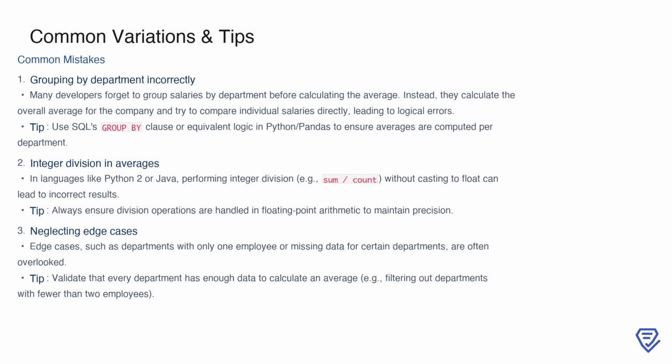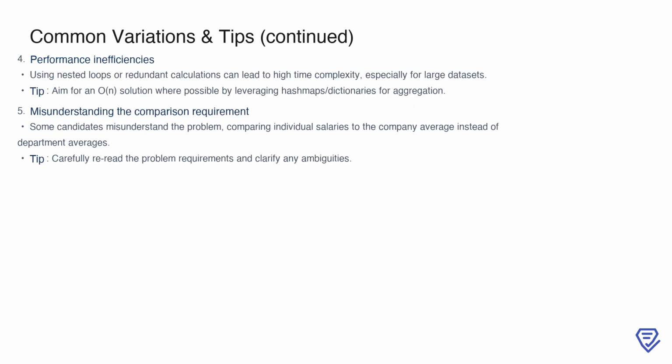Lastly, edge cases are often overlooked. For example, departments with only one employee or departments missing data entirely can cause unexpected behavior. Validating that each department has sufficient data, like filtering out departments with fewer than 2 employees, will help prevent these issues. Performance inefficiencies can also be a significant challenge, particularly when working with large datasets.